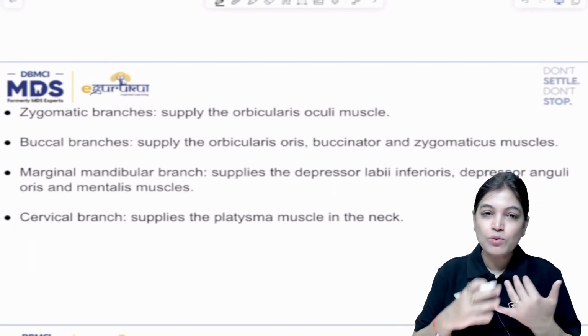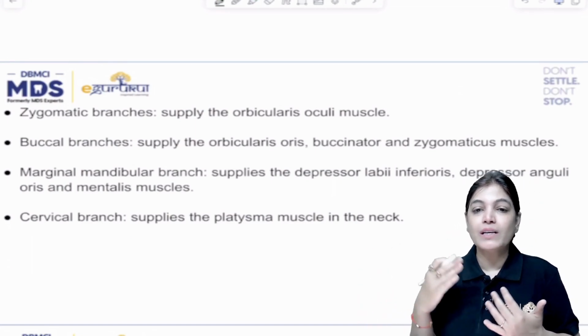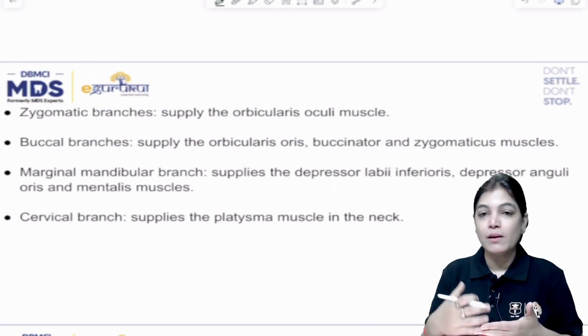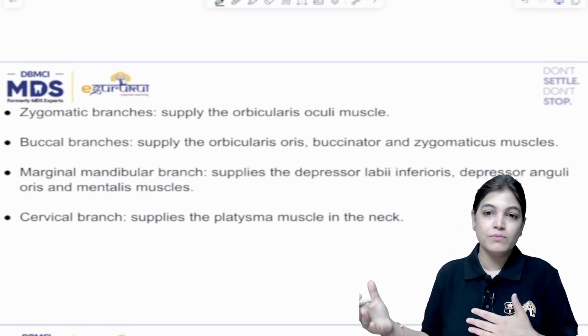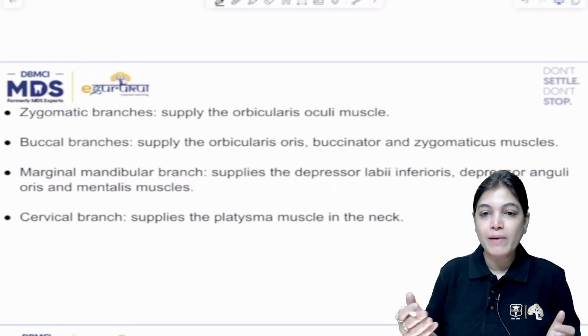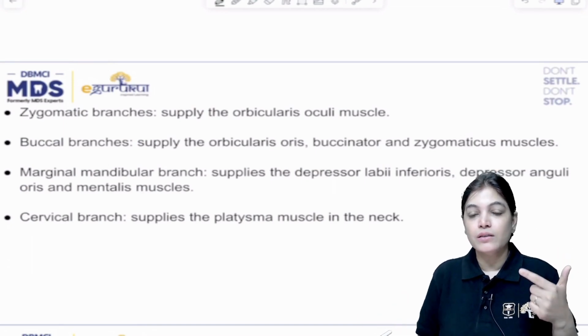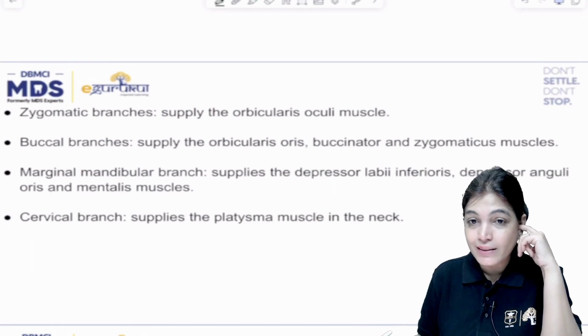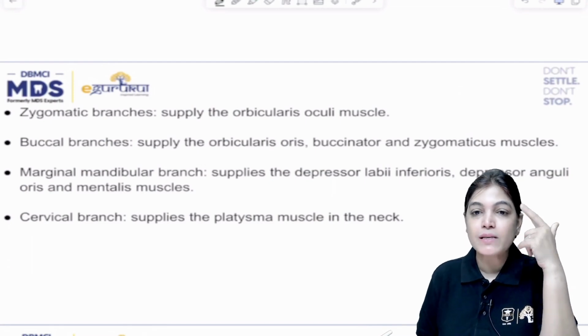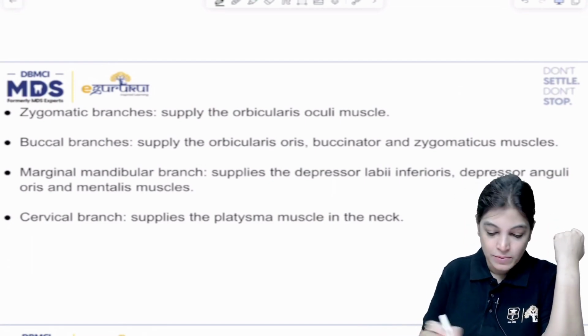So it is giving a temporal branch, it will give zygomatic branch, it will give upper and lower buccal, it will give marginal mandibular and cervical. These are the 5 terminal branches. So here, if I talk about the temporal branch, it is mainly giving innervation to the frontal belly of the occipitofrontalis muscle and the upper part of orbicularis oculi muscle.